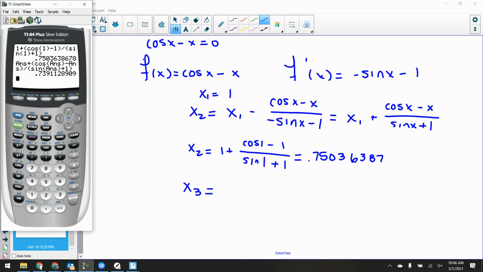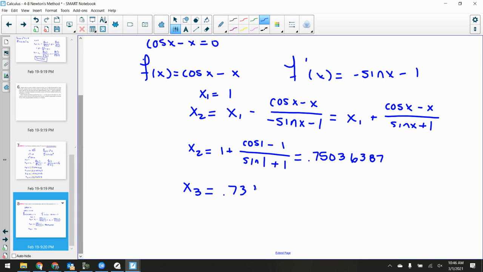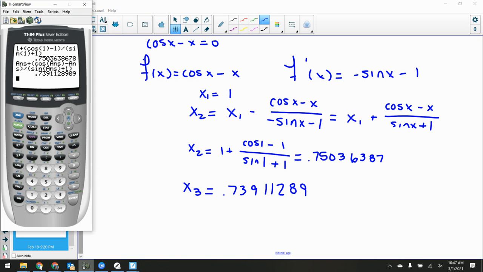Okay, so 0.739112. That's 6. Let's go 2 more out. 89. So right now I'm only correct to 1 decimal place out. Right, I'm only accurate to 1 decimal place. The only things that match between x2 and x3 are the 0.7. Beyond that, they don't match. So let's run it again. Make sure it matches. Yep.